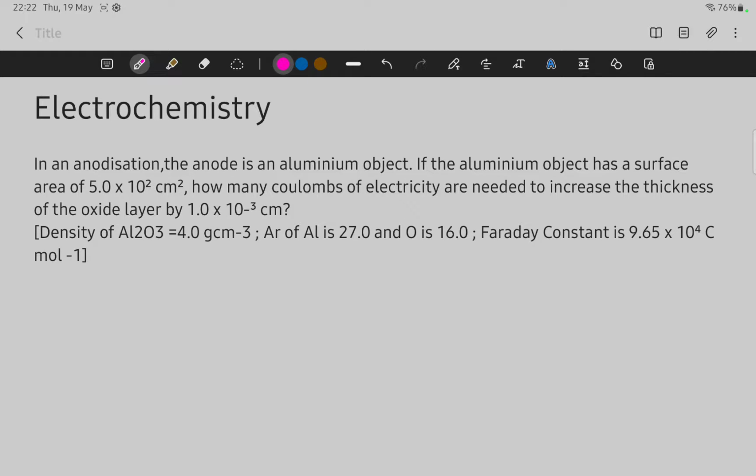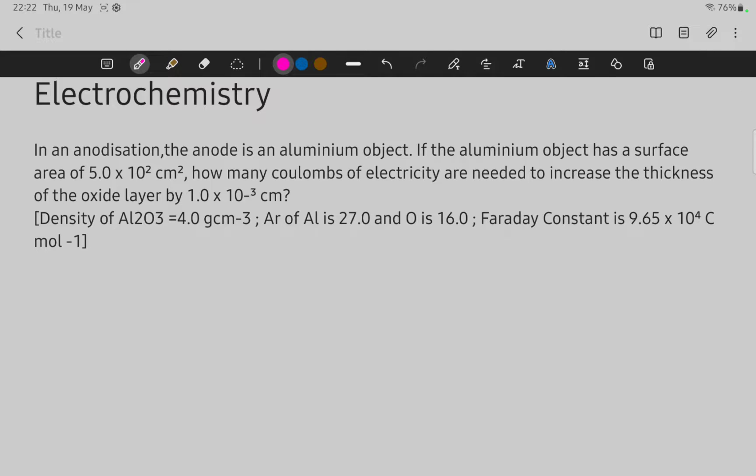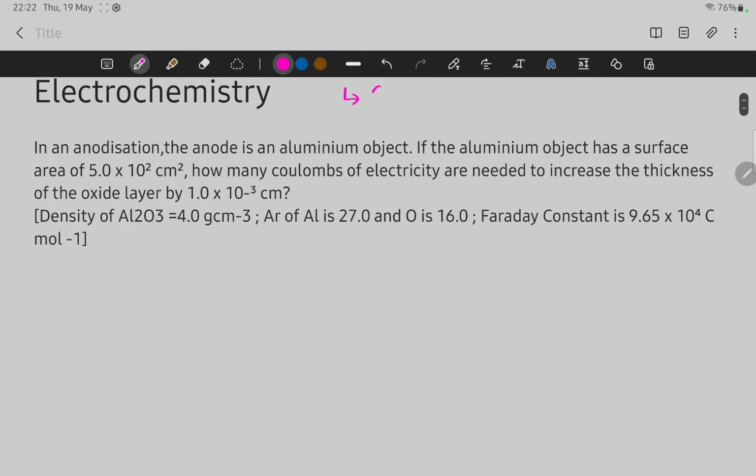No need. You're going to see how easy this calculation is going to be, because we've been exposed to equations such as Q equals IT, where Q is the coulomb of charge, I is your current, and T is your time taken, which usually ends up in seconds. We're also exposed to another equation, which is Q equals NF, where Q is also the charge, N is the number of moles of electrons involved, and F is Faraday's constant.